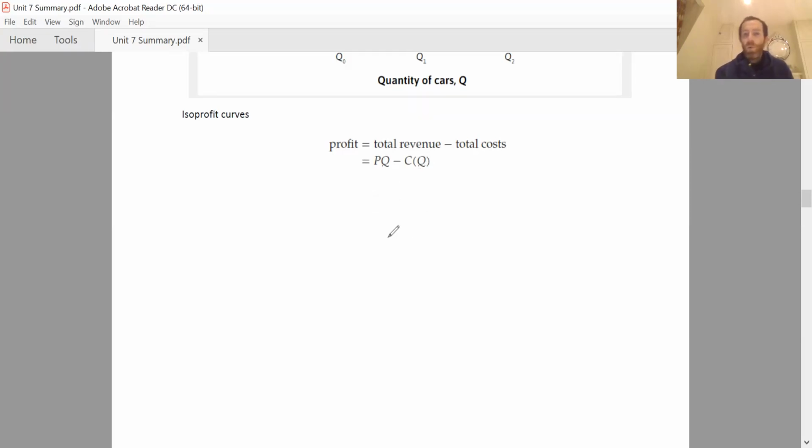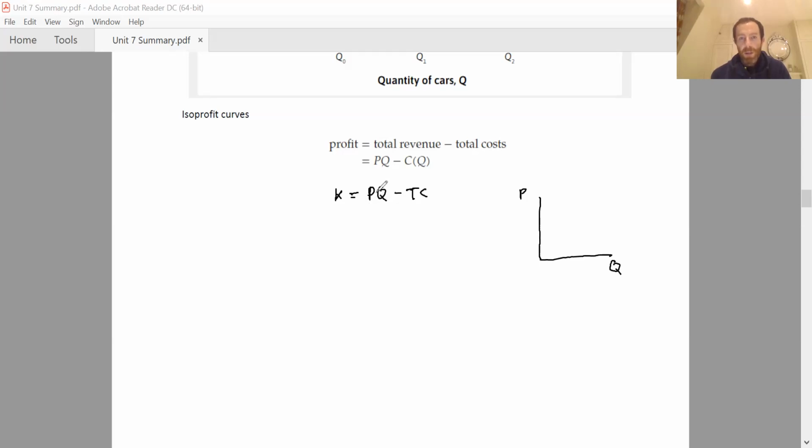So how can we take this and use it to get a link to ISO profit curves? Well, let's imagine that we want a constant level of profit that I'll call K. And then we've got PQ minus CQ, which I'm actually going to change to be TC. The graph that I showed you below showed us a relationship between price and quantity. So to get ISO profit curves, we need to get a relationship between price and quantity. So let's use this right here and do a little rearranging to get that relationship.